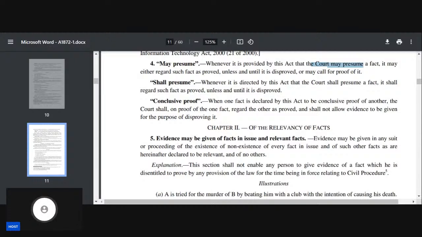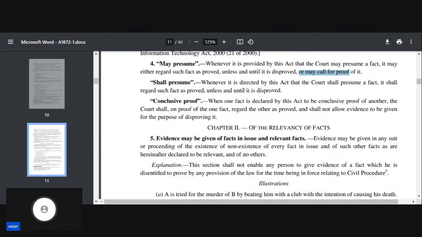The court shall presume a fact, right? And it shall regard it as proved. See, may presume, it can regard it as proved. It may either regard such fact as proved, and here it shall regard such fact as proved unless and until it is disproved, right? But here it may call for proof of it. So in may presume, both court and party have the option to disprove. But in shall presume, only the party has the option to disprove, right? And conclusive proof is something where no one has the option to disprove. Remember this. No one has the option to disprove.